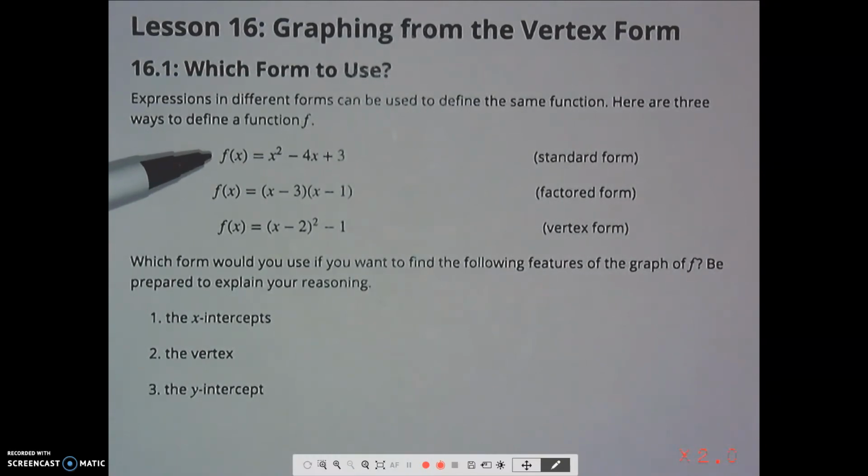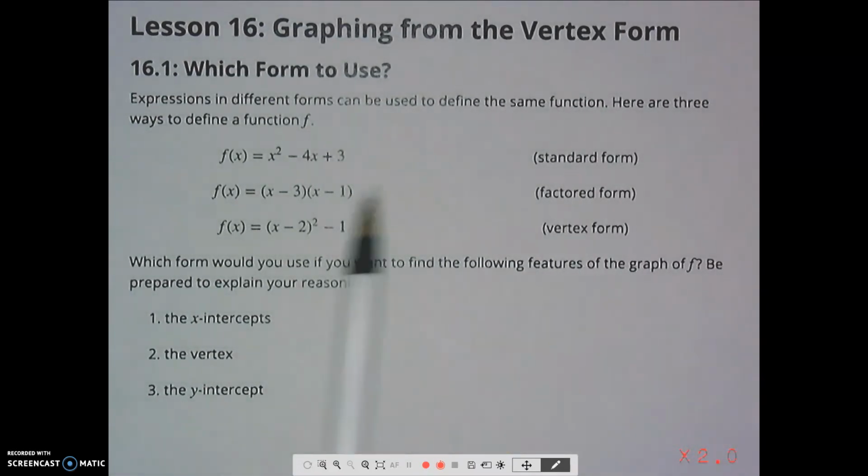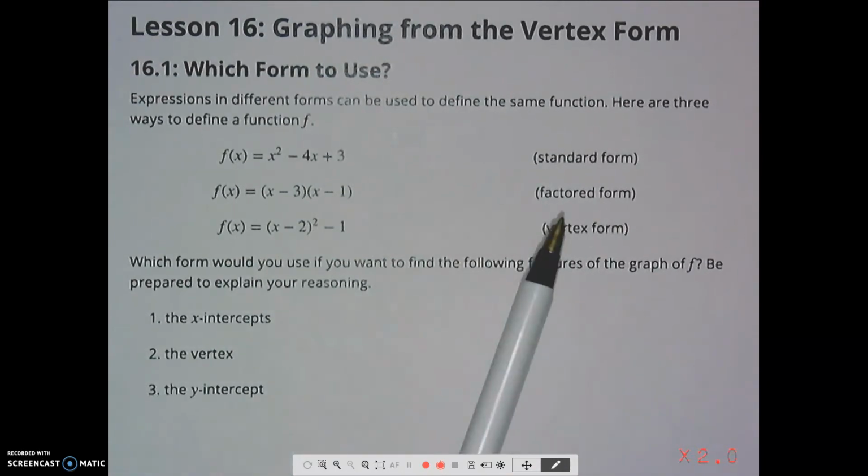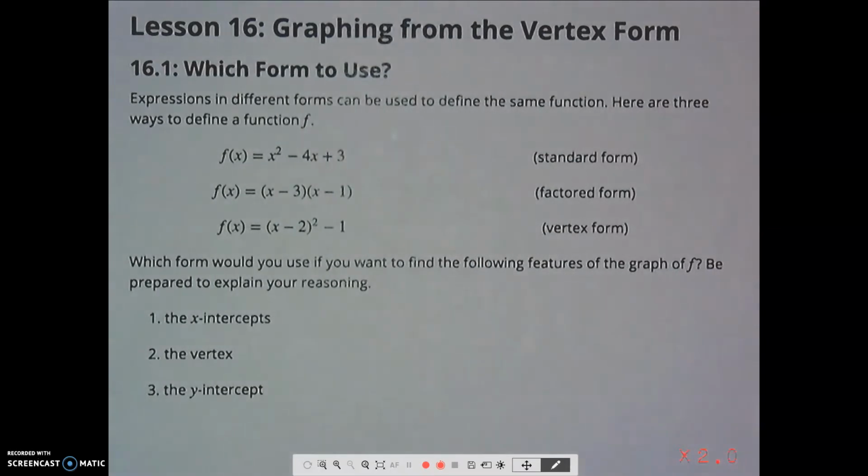So we have f of x equals x squared minus 4x plus 3. That's in what we call standard form. F of x equals the quantity x minus 3 times the quantity x minus 1. That's what we call factored form. And f of x equals the quantity x minus 2 squared minus 1, which is vertex form. That's what we learned about yesterday.